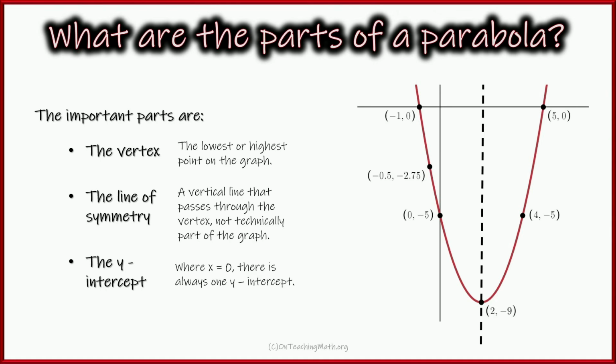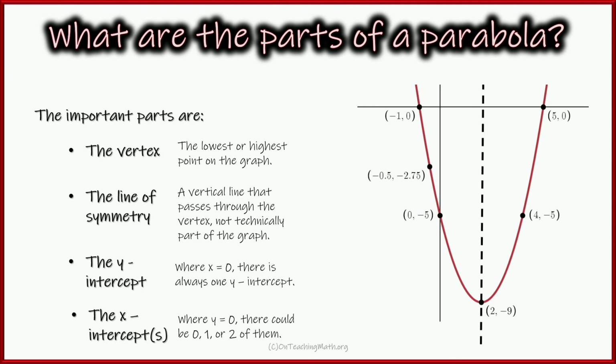Next up, we have the y-intercept. We know the y-intercept has a 0 value for x because every coordinate on the y-axis has a 0 for the x-coordinate. That's pretty cool. So there's one of those. There will always be one y-intercept. There will always be one vertex. It's right there.